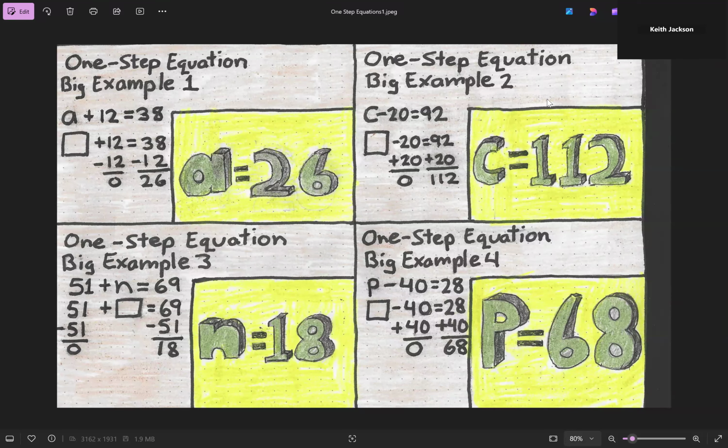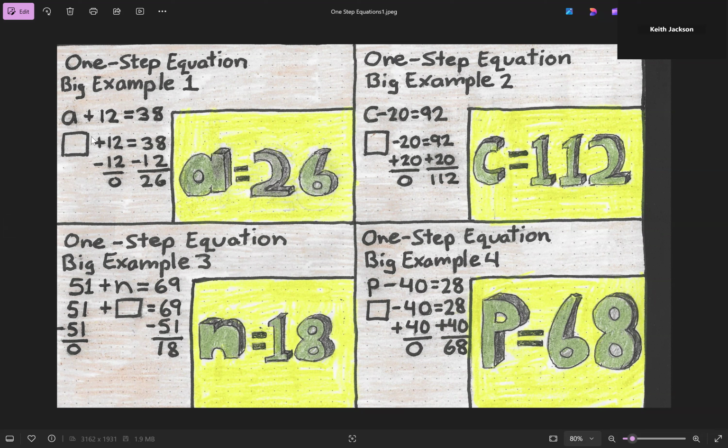Right now in front of you, you see four big examples on how to solve one-step equations. And here they are. A plus 12 is equal to 38. C minus 20 is equal to 92. 51 plus n is equal to 69. P minus 40 is equal to 28.